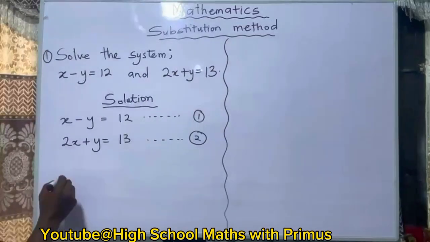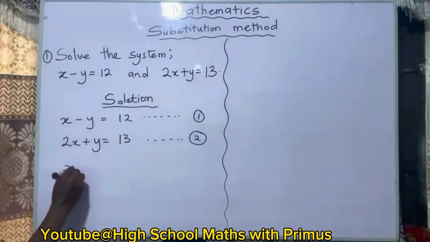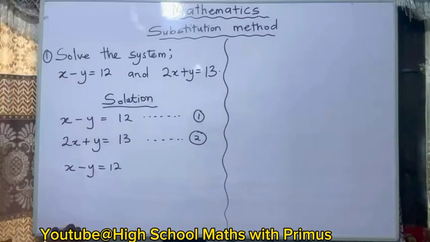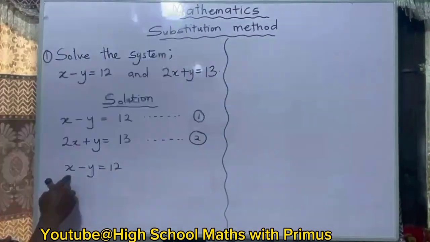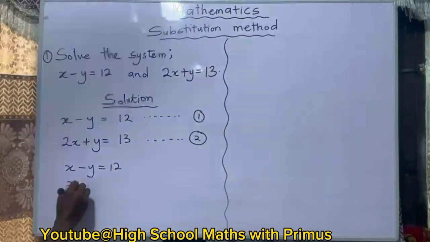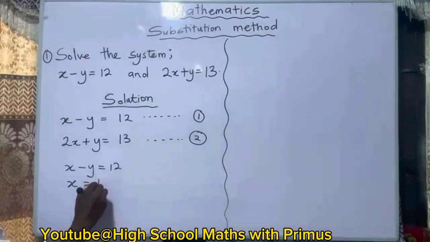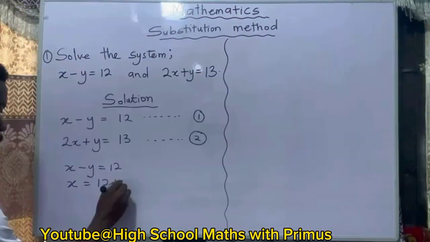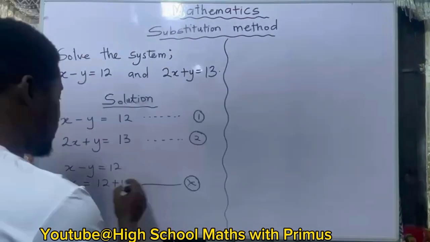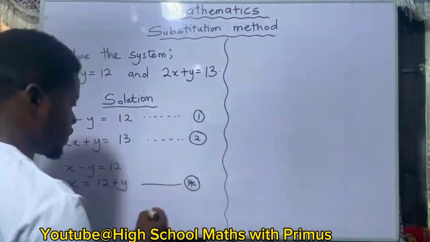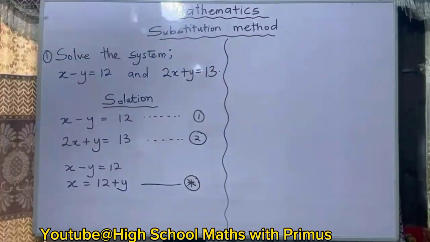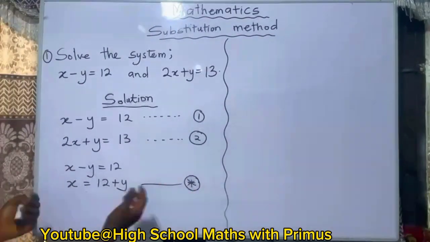To do that, I write my equation. To make x the subject, I add y to both sides of the equation, and we have x is equal to 12 plus y. This is my new equation, the derived equation. Let me represent it with a star. So I have equation star here.